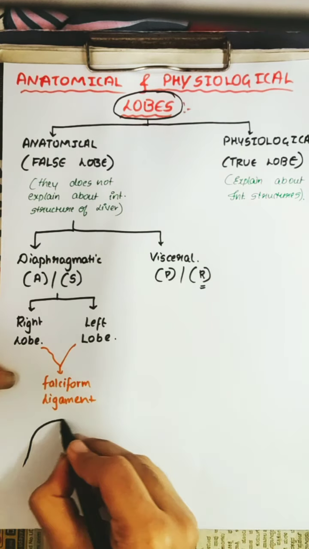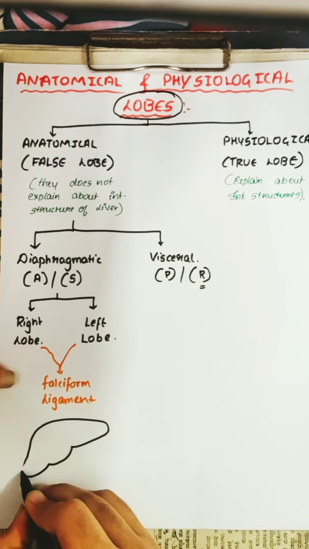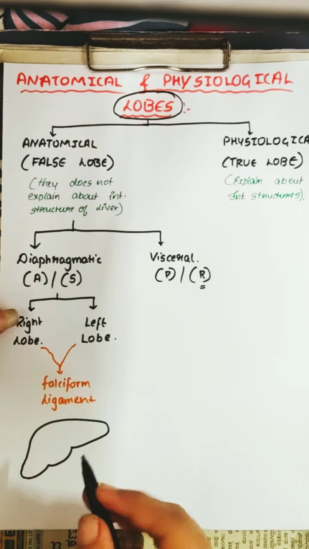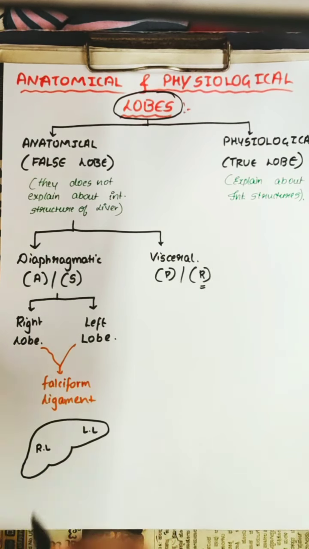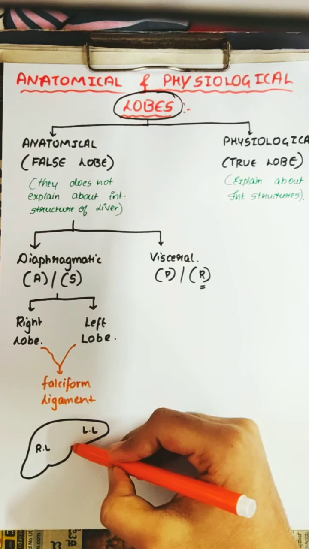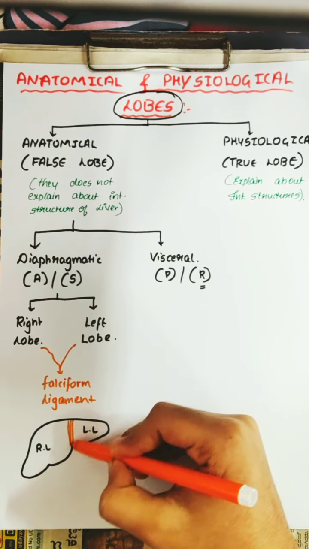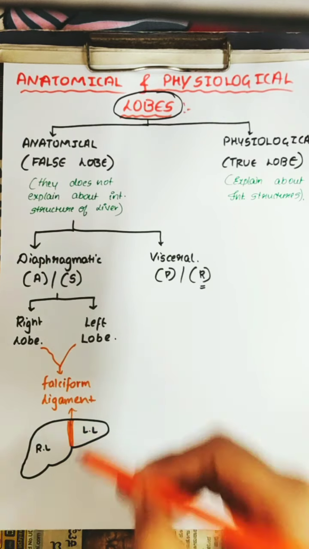If this is the structure of the liver, a free diagram representation of the liver, this is the left lobe and this is the right lobe. Who divides the right lobe and the left lobe? The falciform ligament is the one which is dividing the left lobe as well as right lobe.